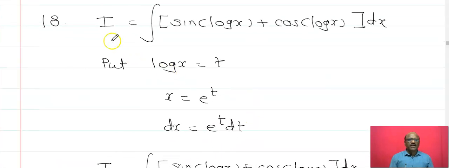I is equal to the integral of sine of log x plus cos of log x into dx. Again, this is a very important problem.